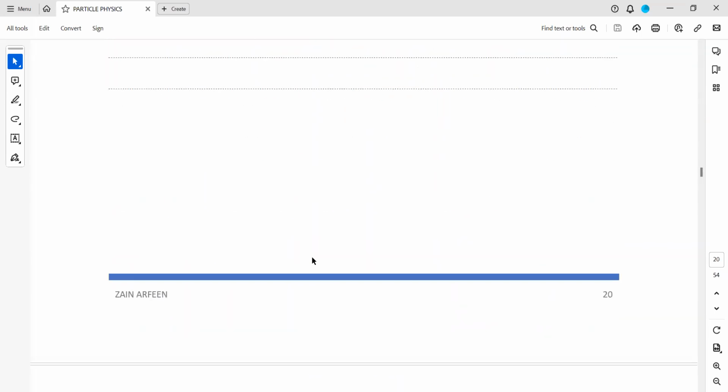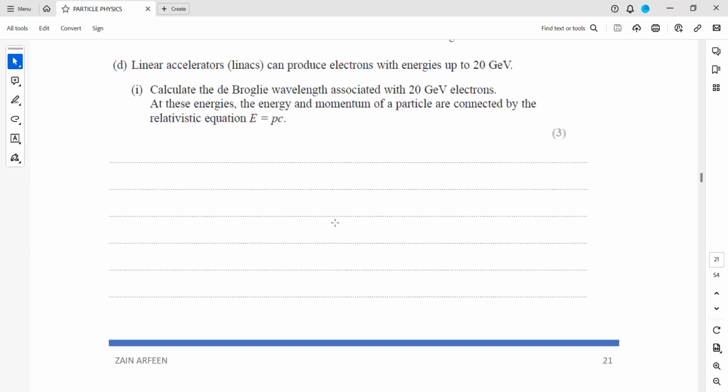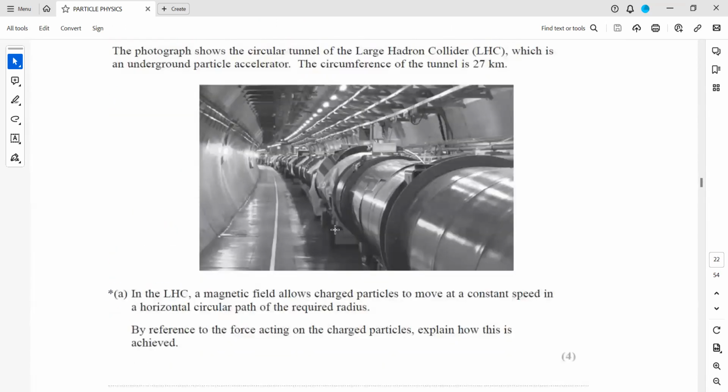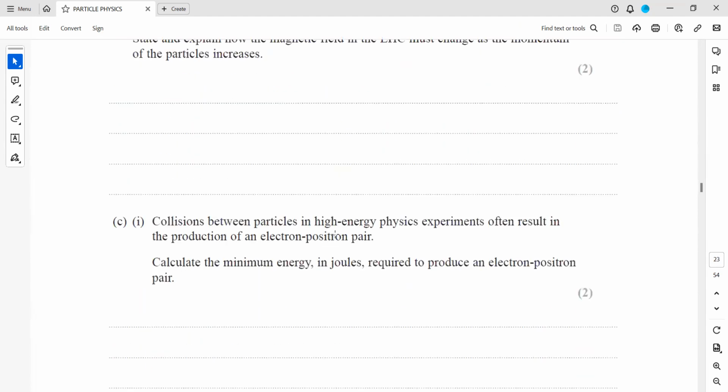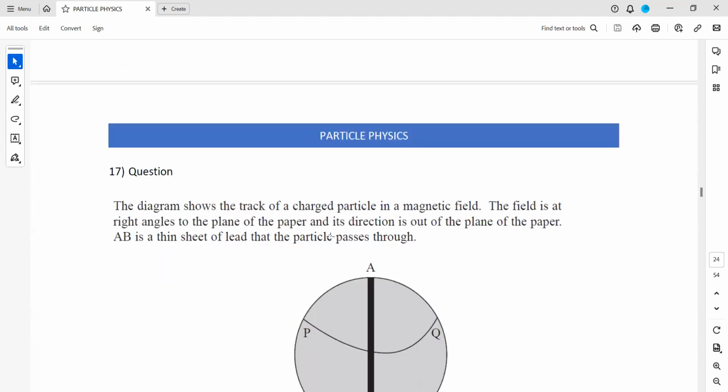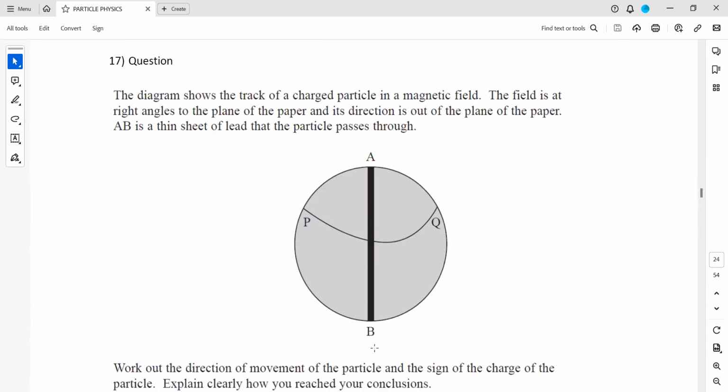So next one is from page 24. The diagram shows a track. As you can see, a particle is moving in a magnetic field. The magnetic field is at right angles to the plane of the paper, and its direction is out. AB is a thin sheet of lead the particle passes through.